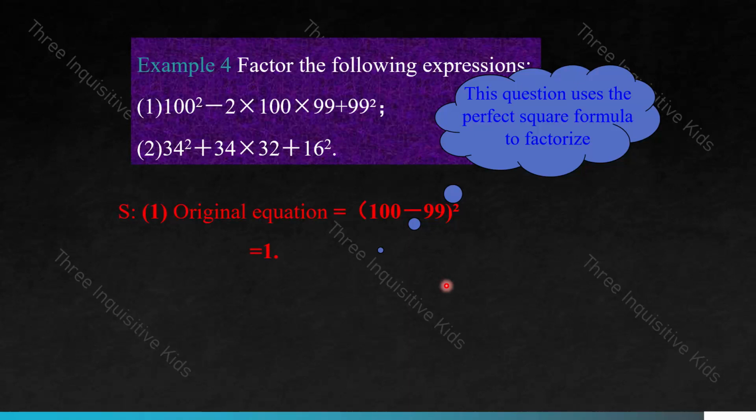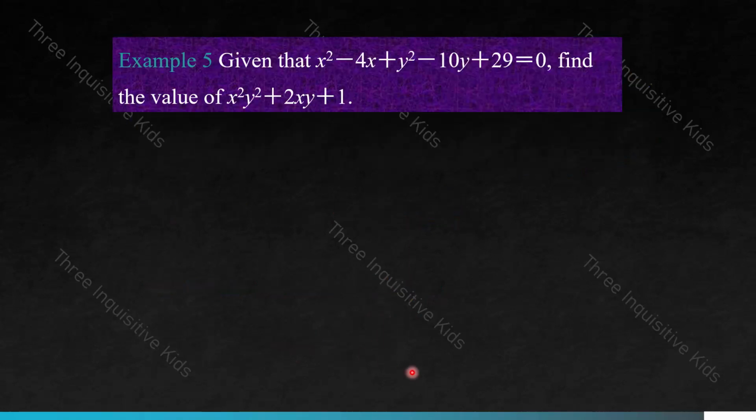Simpler than you realize. And for number 2, we can first identify the base numbers, which are 34 and 16. After factoring that, we have 2,500.